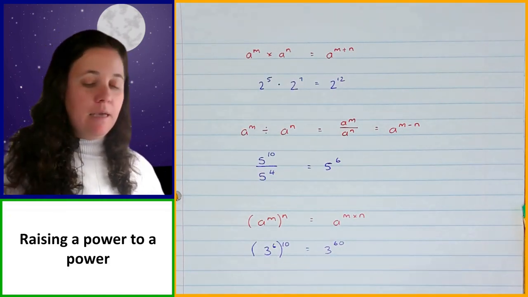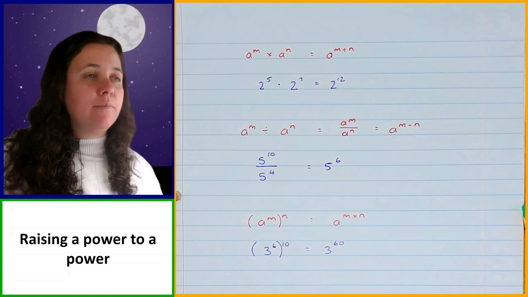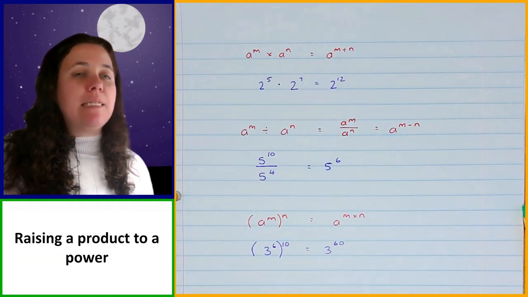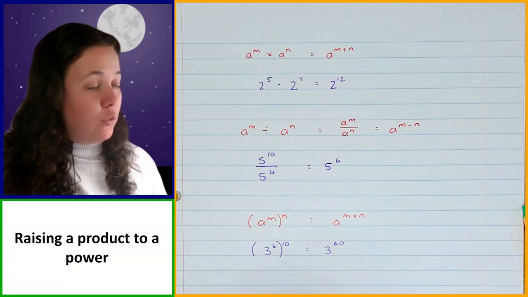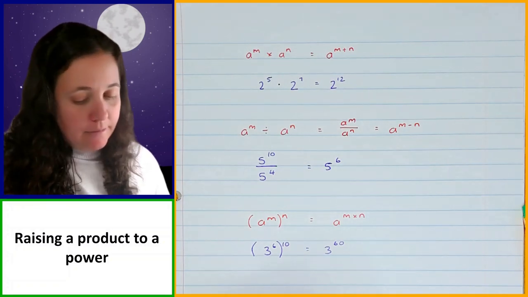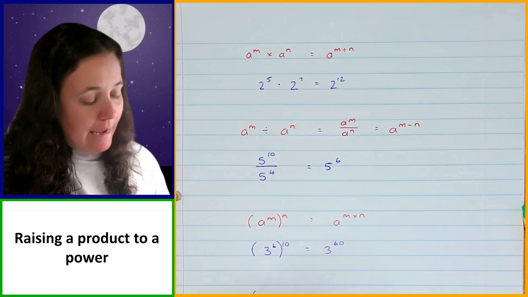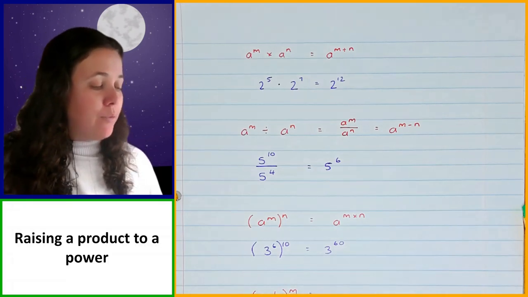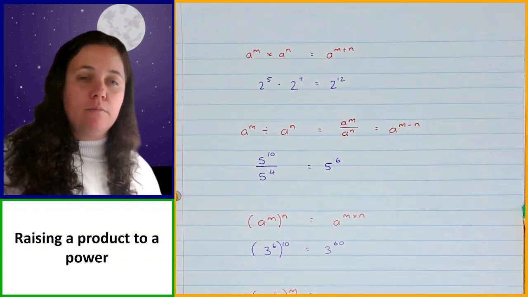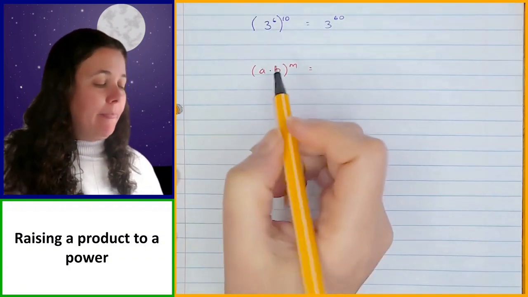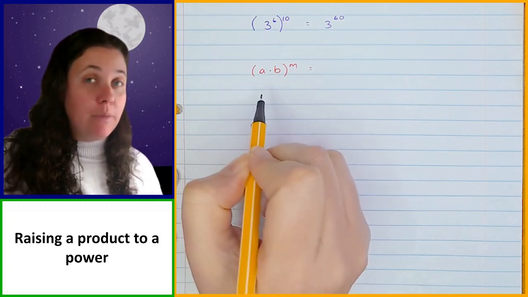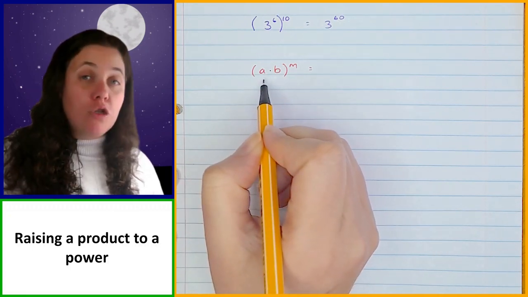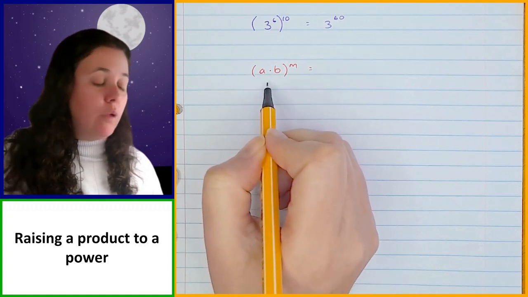Okay, then our next one is raising a product to a power. Our rule here is a times b, in brackets, to the power of m. So we have a product, which is made up of things that will be multiplied together. There are no pluses or minuses here. You can also have a fraction inside here and the rule will apply the same.